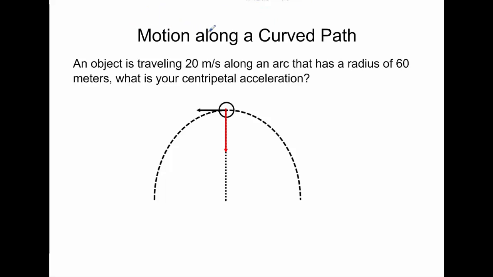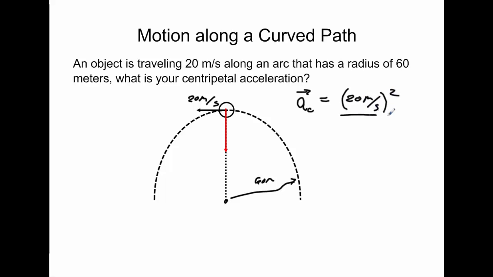Okay, in this example, motion along a curved path, I have an object traveling 20 meters per second along an arc that has a radius of, say, 60 meters. So the radius here out to here is going to be 60 meters. What is your centripetal acceleration? We go by definition. The centripetal acceleration, which is a vector quantity, is equal to my velocity squared, which will be 20 meters per second. We will square that. We will divide it by my radius, which in this case is 60 meters.